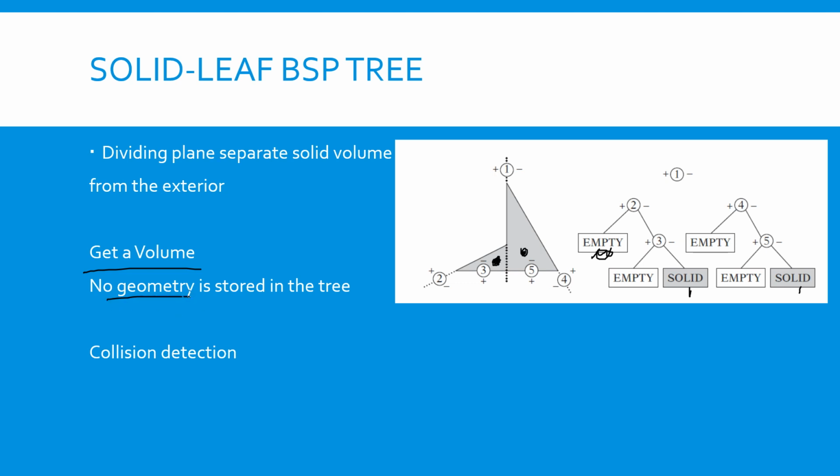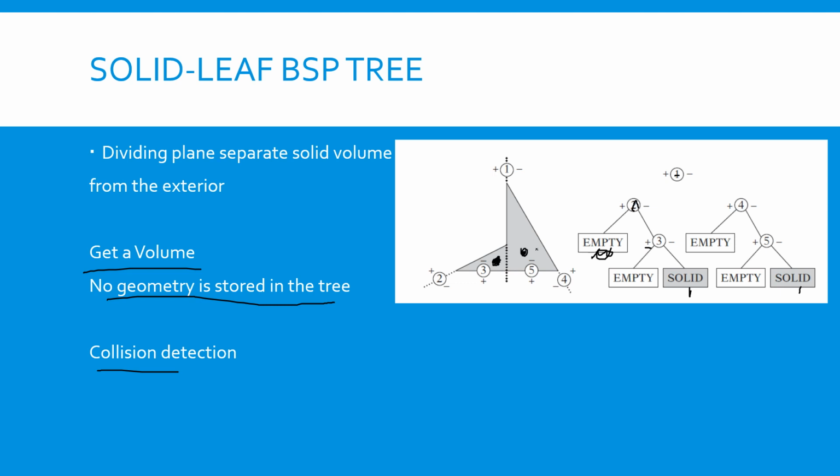And no geometry is stored in the tree. So we can say we only save some binary data. For each node, 1, 2, 3, 4, 5, there are some planes that divide the whole structure. And we can say it's very good at collision detection because all the edges are well defined by the whole structure.